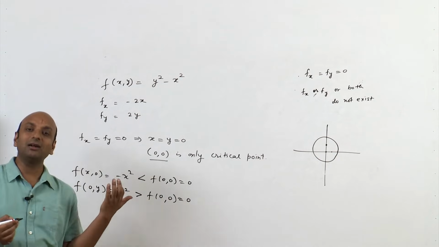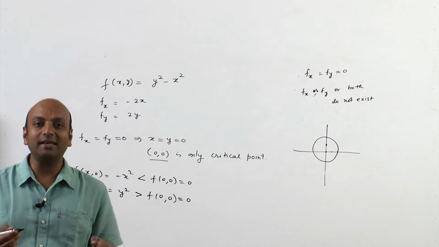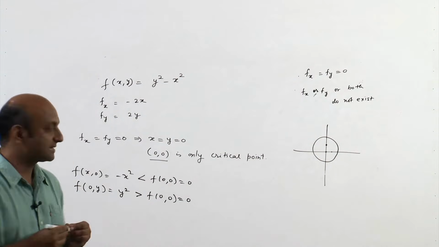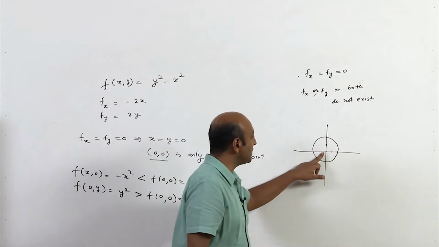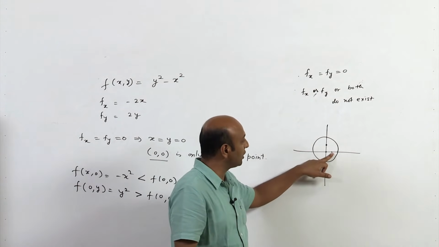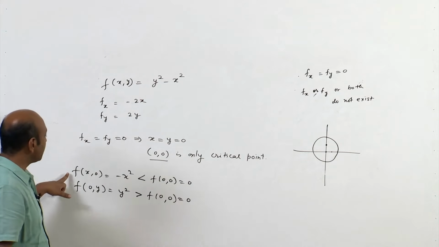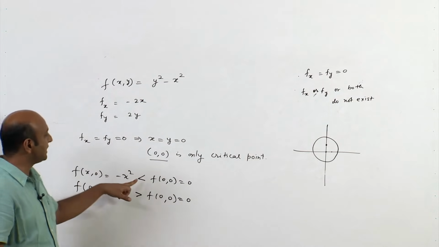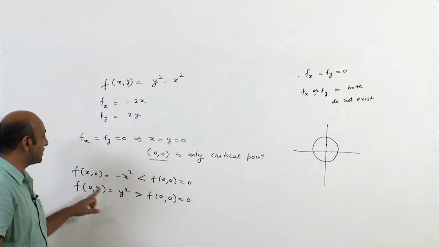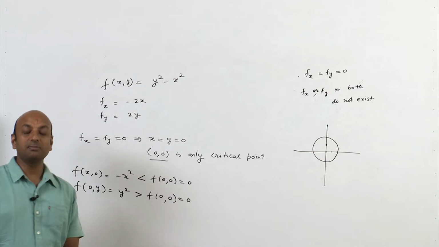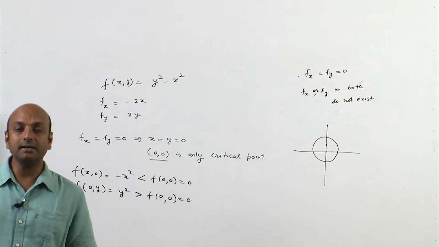No matter which open disk you take, for every open disk centered at this point, there are always some points on the x axis and some points on the y axis, such that at some point the value is less than 0 and at some point the value is greater than 0. So, this means this point is a saddle point.